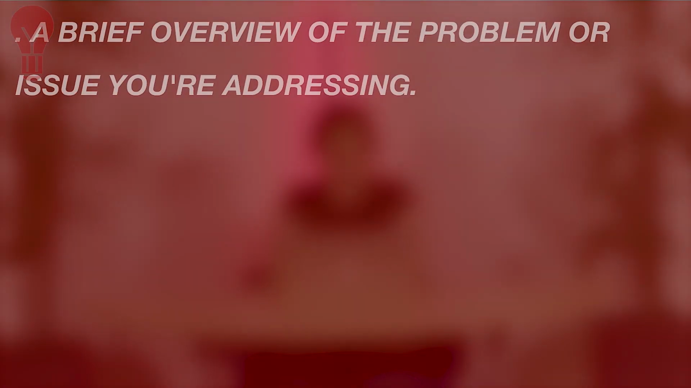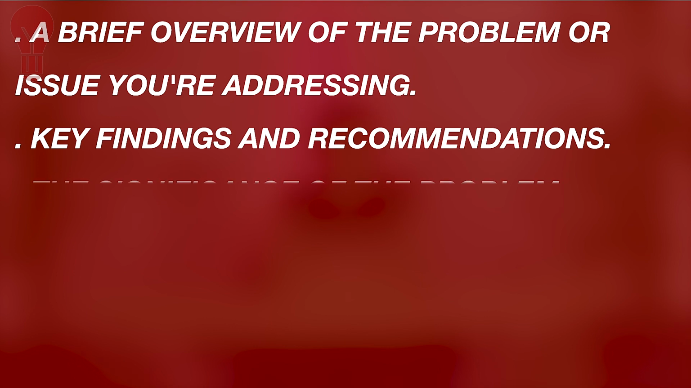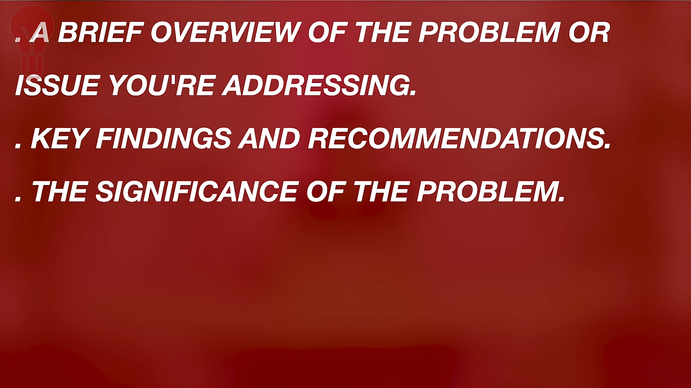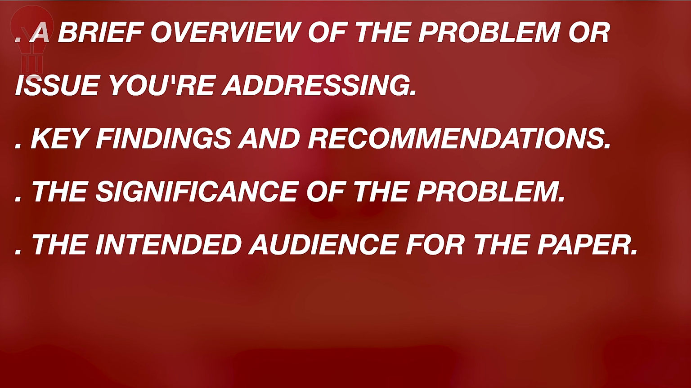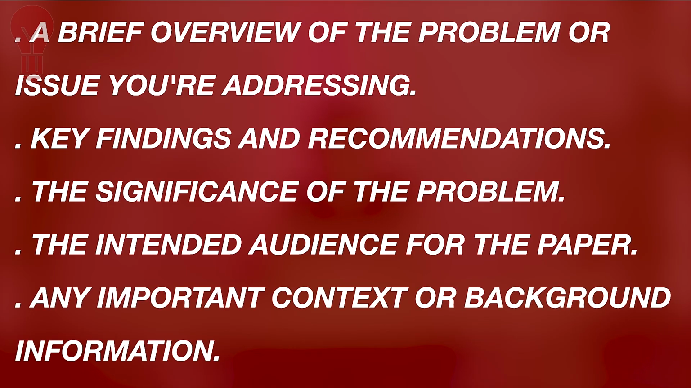Following this, present an executive summary. The executive summary is a condensed version of your paper, usually located at the beginning. It should include a brief overview of the problem or issue you're addressing, key findings and recommendations, the significance of the problem, the intended audience for the paper, and any important context or background information.